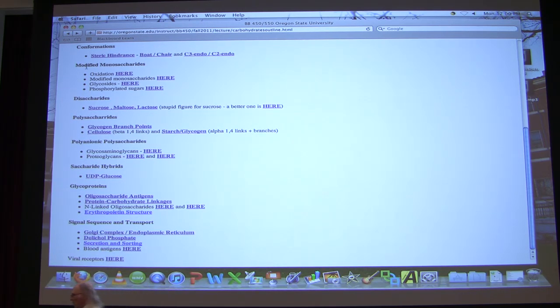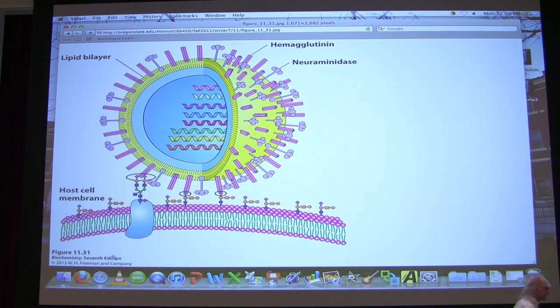The one thing I want to mention today about carbohydrates that I didn't finish up with last time also has some significant health considerations as well. And it actually has to do with viral receptors. And the example I have for you is that of the flu virus.